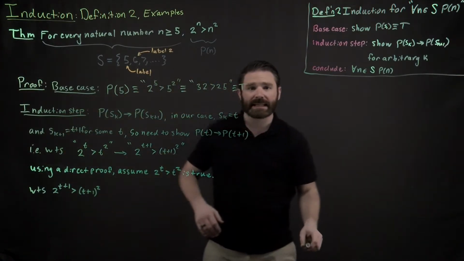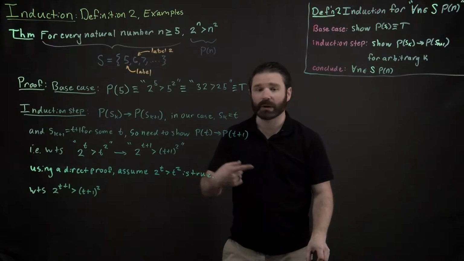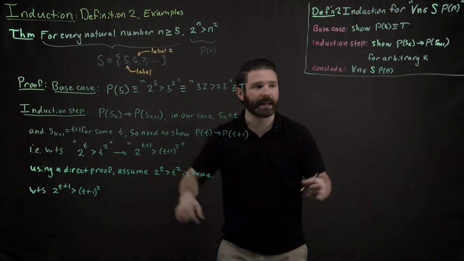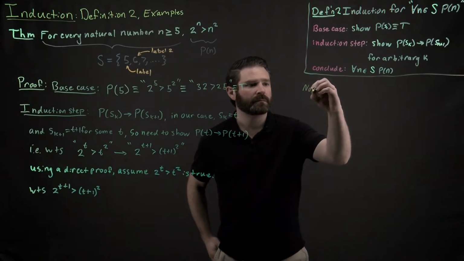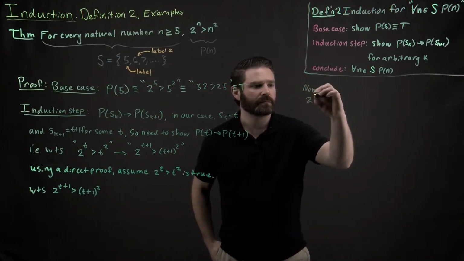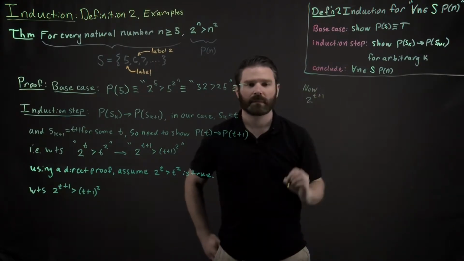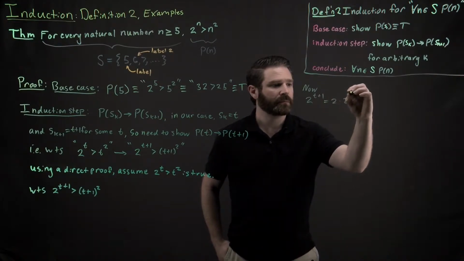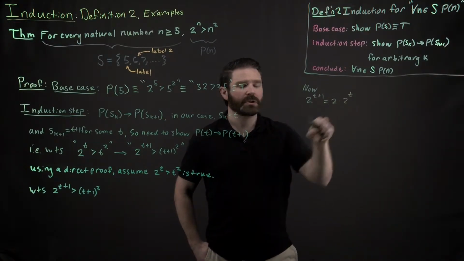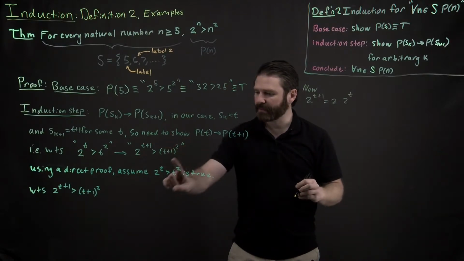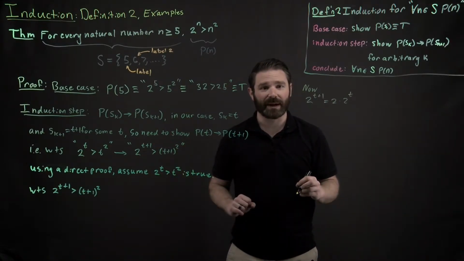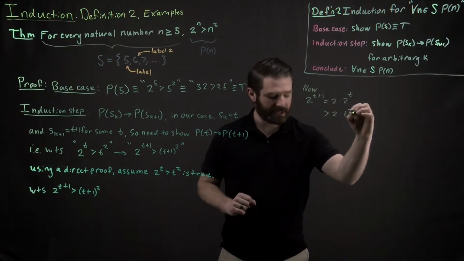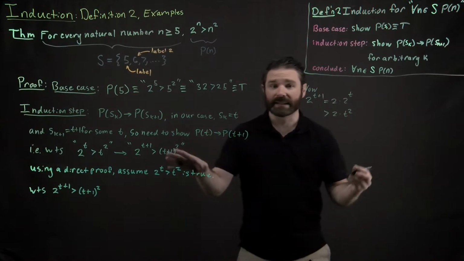And I'm going to use the ideas that I had previously with my scratch work. So what I'm going to do is start with my left-hand side, and write that this thing is equal to 2 times 2 to the t. And then, since I have assumed that 2 to the t is greater than t squared, I can write that this is greater than 2 times t squared, and that's true by assumption.